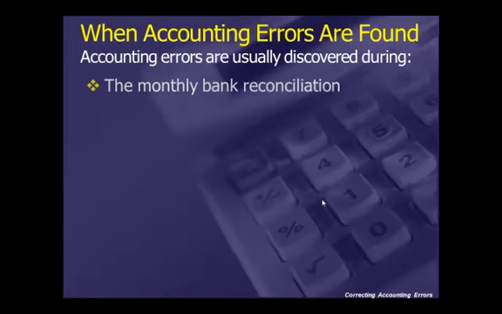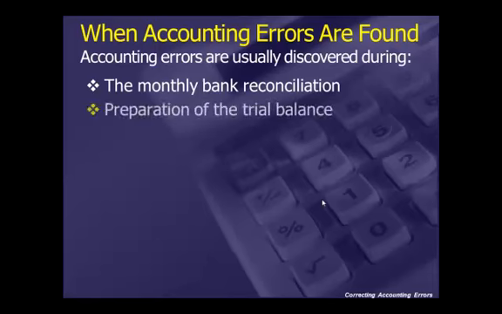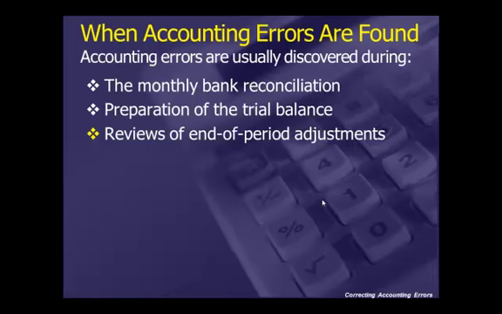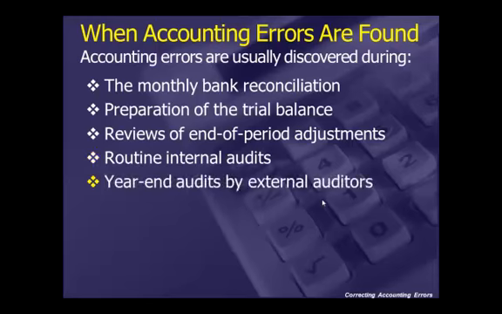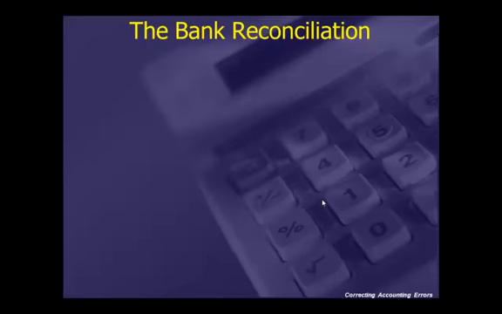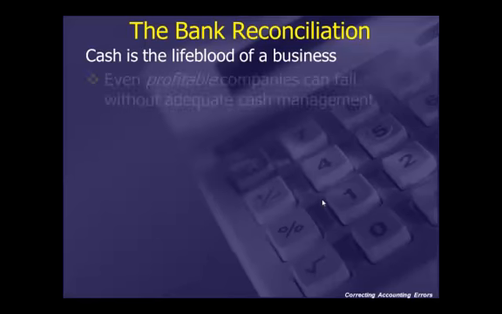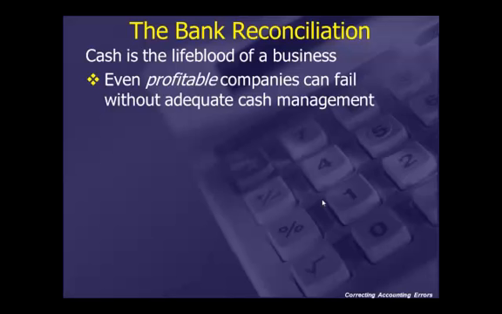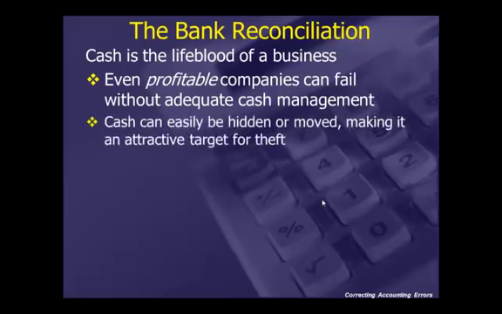Accounting errors are usually discovered during the monthly bank reconciliation, preparation of a trial balance, reviews of end-of-period adjustments, routine or internal audits, year-end audits by external auditors. The bank reconciliation, well, we need to take a look at it because cash is the lifeblood of a business. Even a profitable company, one that has had a net income each month, month after month, period after period, year after year, can fail without adequate cash management.